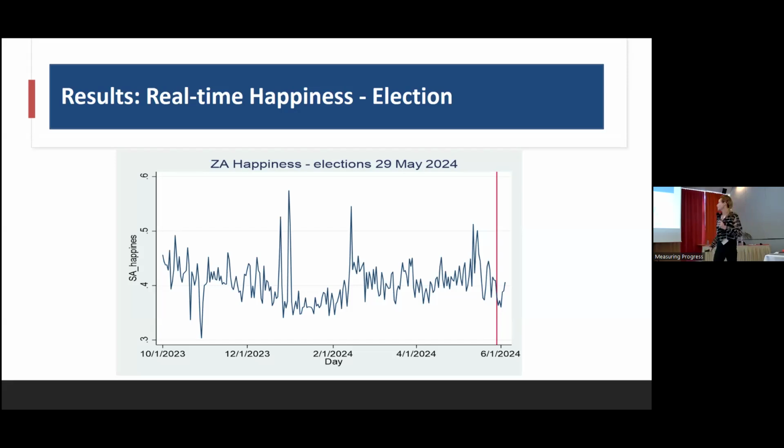You probably won't be able to see that, but that's Christmas. That is the 1st of January. This is Valentine's Day, and here's the election. So real-time elections. We had elections on 29 May, and this was up to yesterday morning's data, showing you initially a lot of uncertainty.